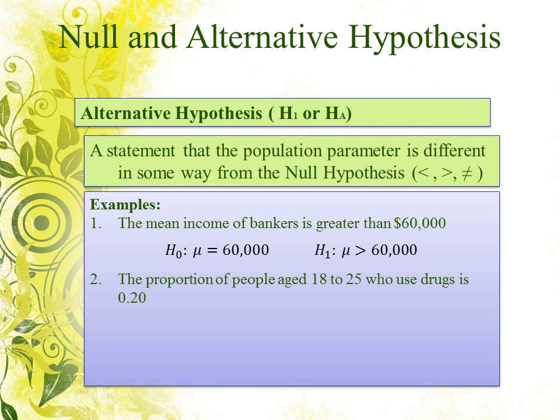Number 2, the proportion of people aged 18 to 25 who use drugs is 0.2. Recall that the null hypothesis was what came from the statement. So the null hypothesis was that the proportion of those who use drugs equals 0.2. Since we have no indication of greater than or less than from our statement, our alternative hypothesis is simply going to be not equal to.